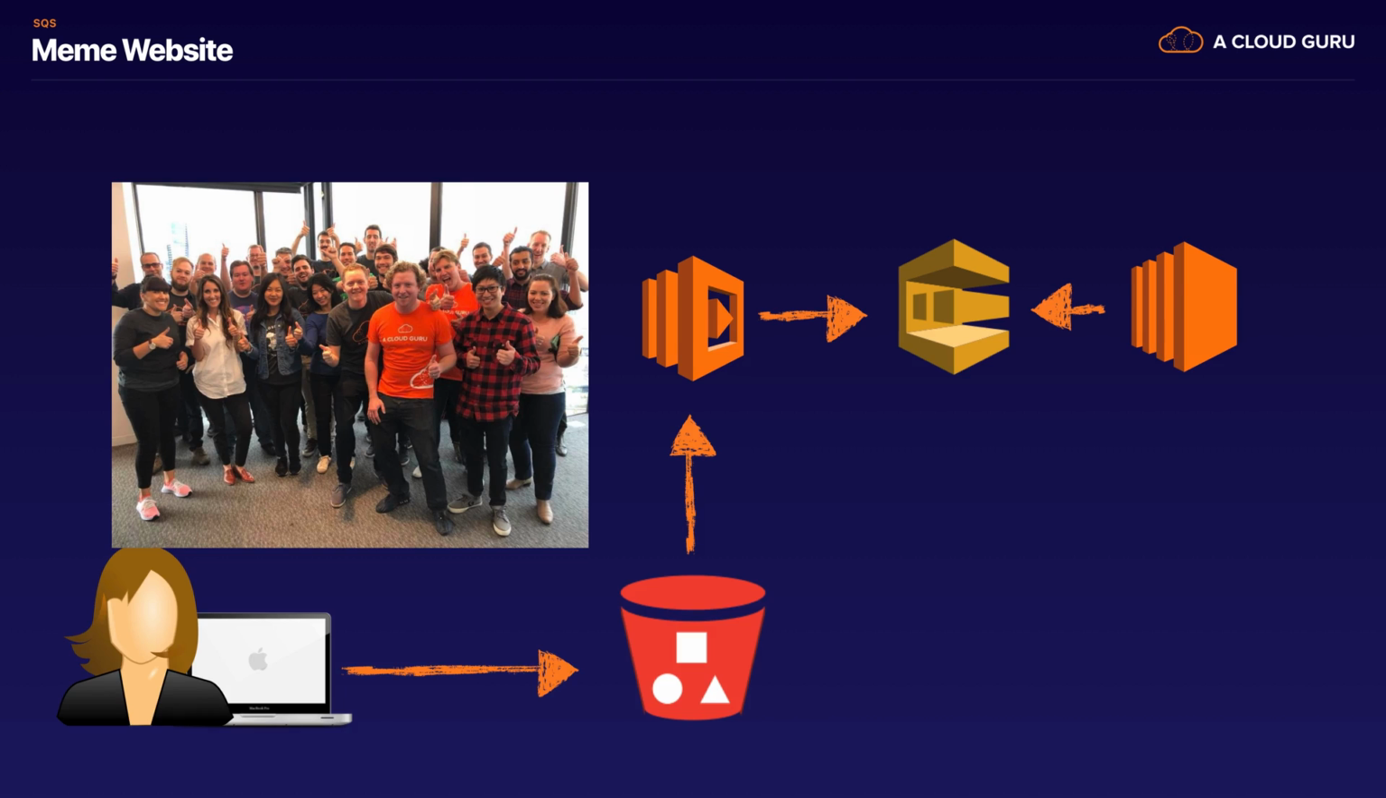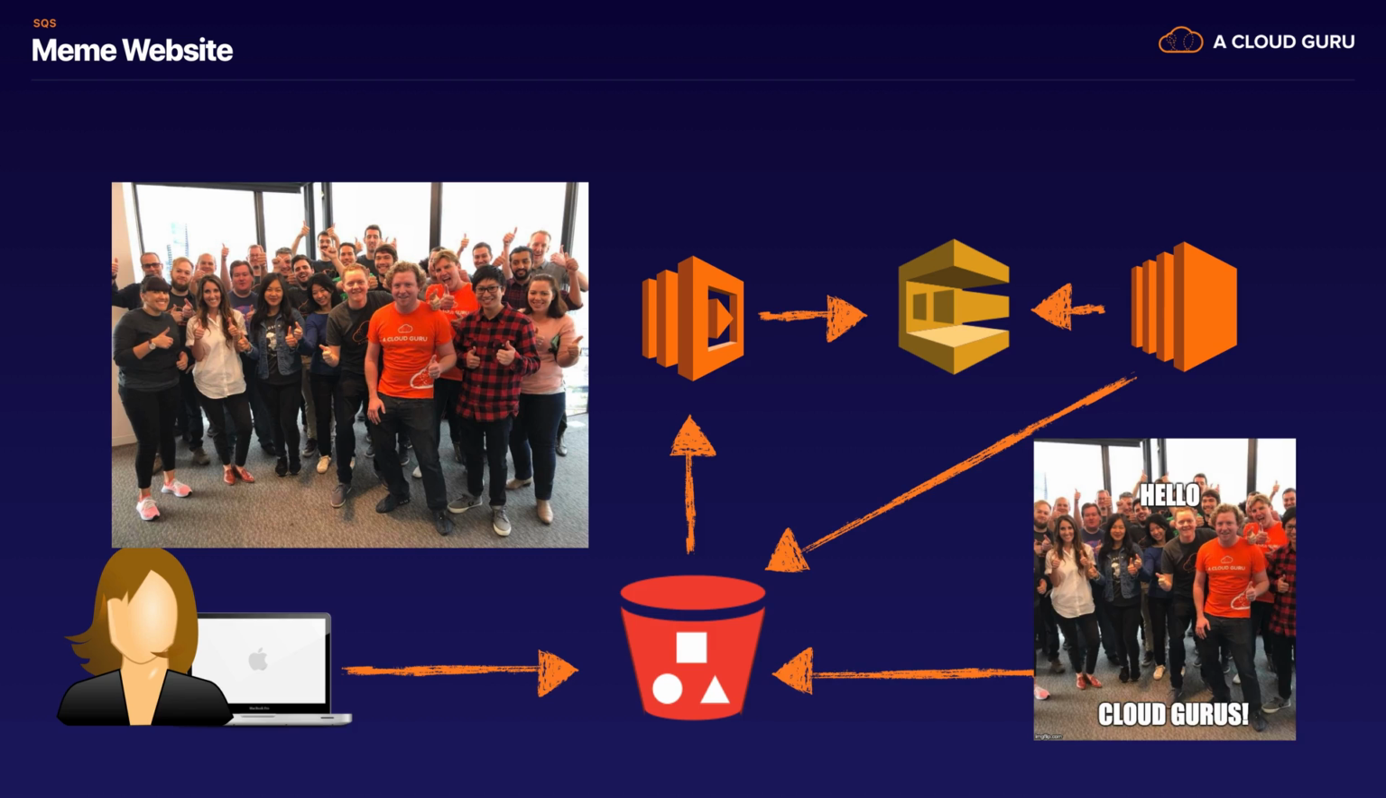When they get a message, they take that message from the SQS queue and then they go ahead and create the meme. Let's say they store that meme into S3. So it looked like something like this: Hello, Cloud Gurus. That is then stored in S3. Now, if we were to lose our EC2 instance or a fleet of EC2 instances, the messages are still held in the SQS queue and another EC2 instance can come along and process them.